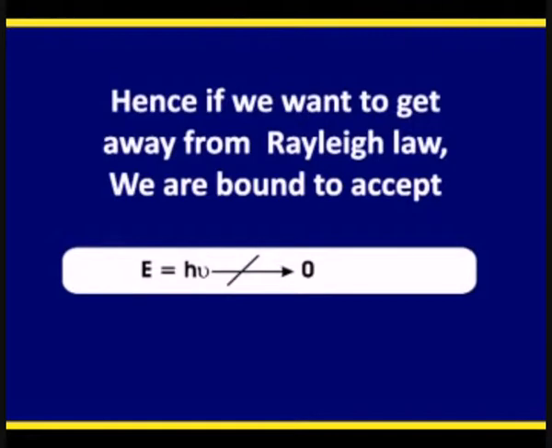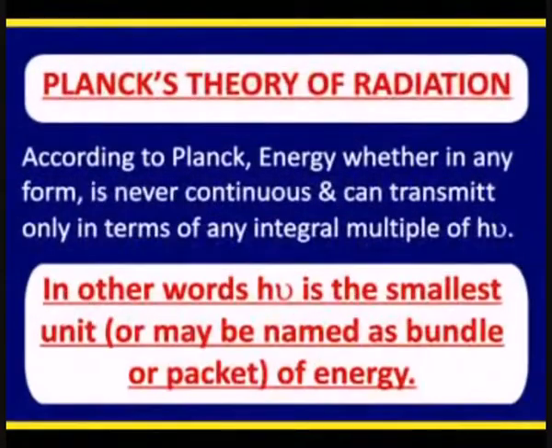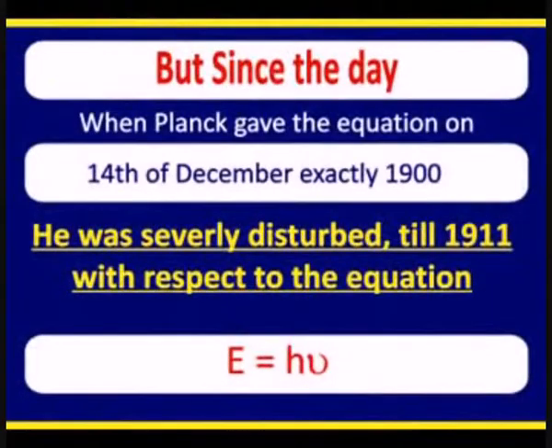Meaning what? The Planck theory of radiation came up: energy, in whatever form, is never continuous and can be transmitted only in integral multiples of h nu. In other words, h nu is the smallest unit or packet of energy. The Planck equation was given by Max Planck on 14 December exactly 1900. But since that day, he was severely disturbed till 1911 with respect to the equation E equal to h nu.